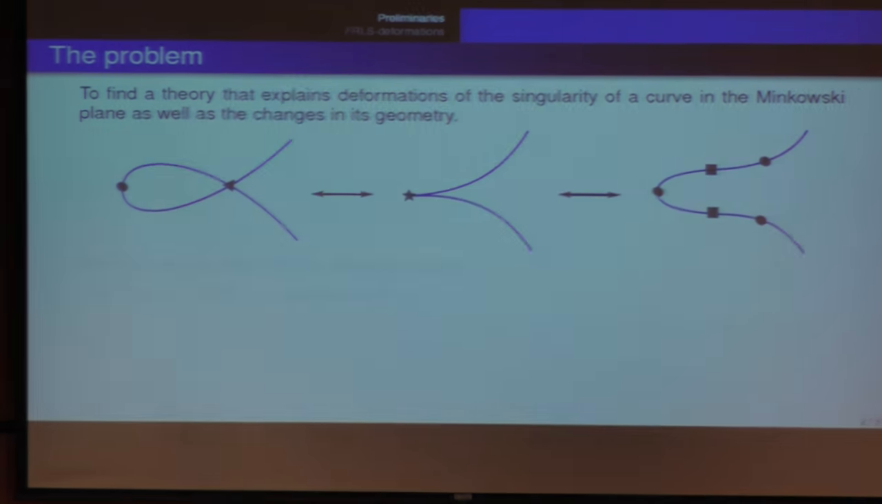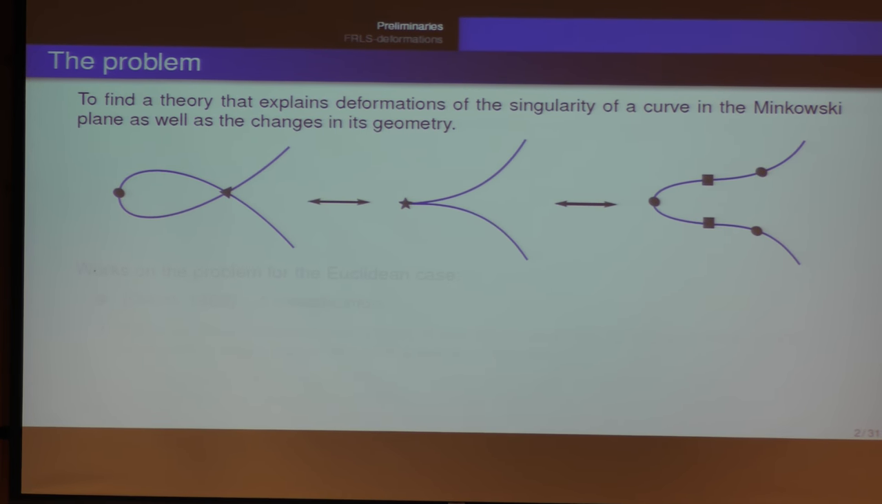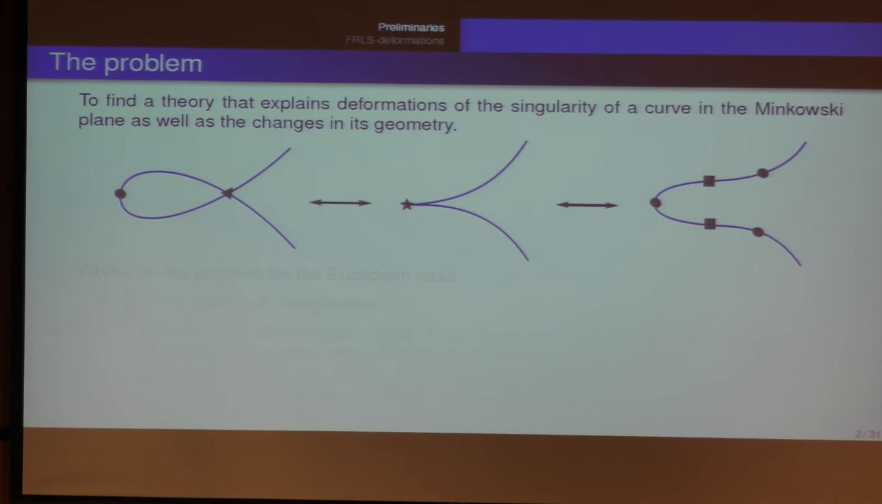The problem. What is the problem that motivated our work? The problem is to find a theory that explains the formation of singularities of a curve in the Minkowski plane, as well as the changes in its geometry. For example, here we have a figure in the Euclidean case of a one-parameter deformation of a cusp curve.